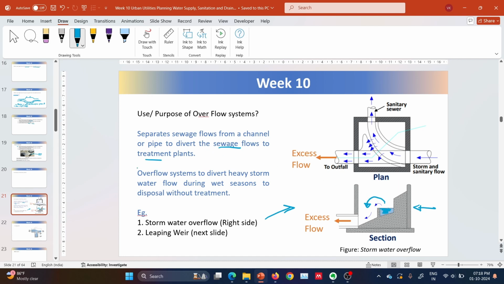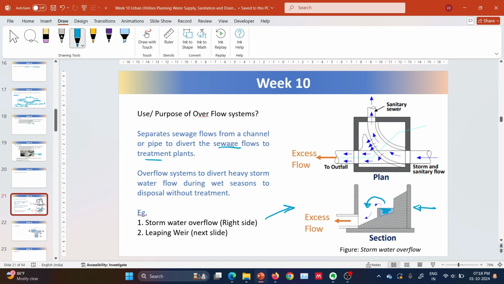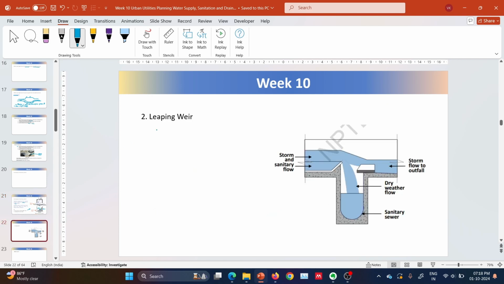Similarly, we have another overflow system, the leaping weir. What is happening here? A weir is provided. If the flow is less, it will directly fall here.